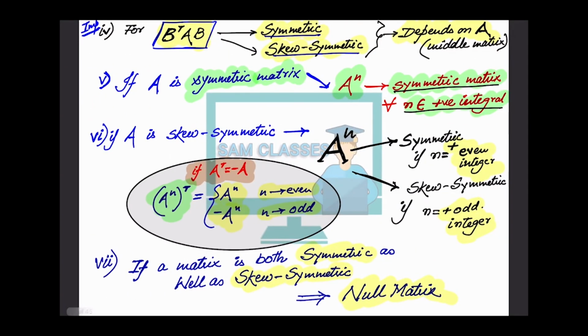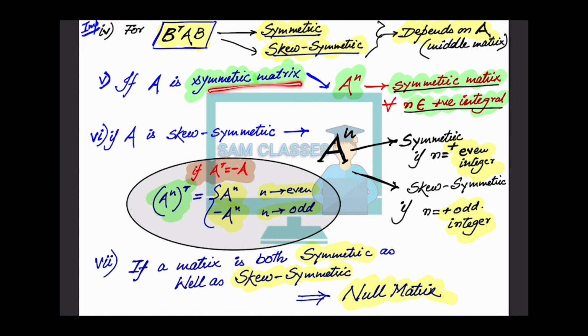Now, coming to the second part, the most important properties. If we have anything like B transpose A B, now we have three matrices. In between we have a different matrix A in the middle, and at the start and the end we have B transpose and B. Now understand, whether this whole thing will be symmetric or not depends on the middle matrix A. If that middle matrix A is symmetric, then the whole thing will be symmetric. If it is skew symmetric, it will be skew symmetric. So very important trick for your KCET.